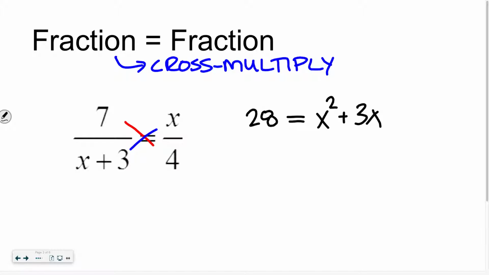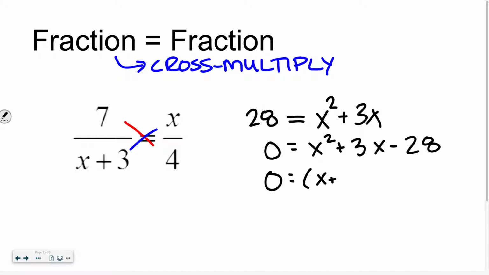Make one side equal to 0, and then your choices would be factor or quadratic formula. So now we're using our knowledge from first semester, how to solve quadratic equations. Do you know factors of negative 28 that would add to make 3? 7 and negative 4. So we'll have x plus 7, x minus 4, which means our solutions are negative 7 and positive 4.